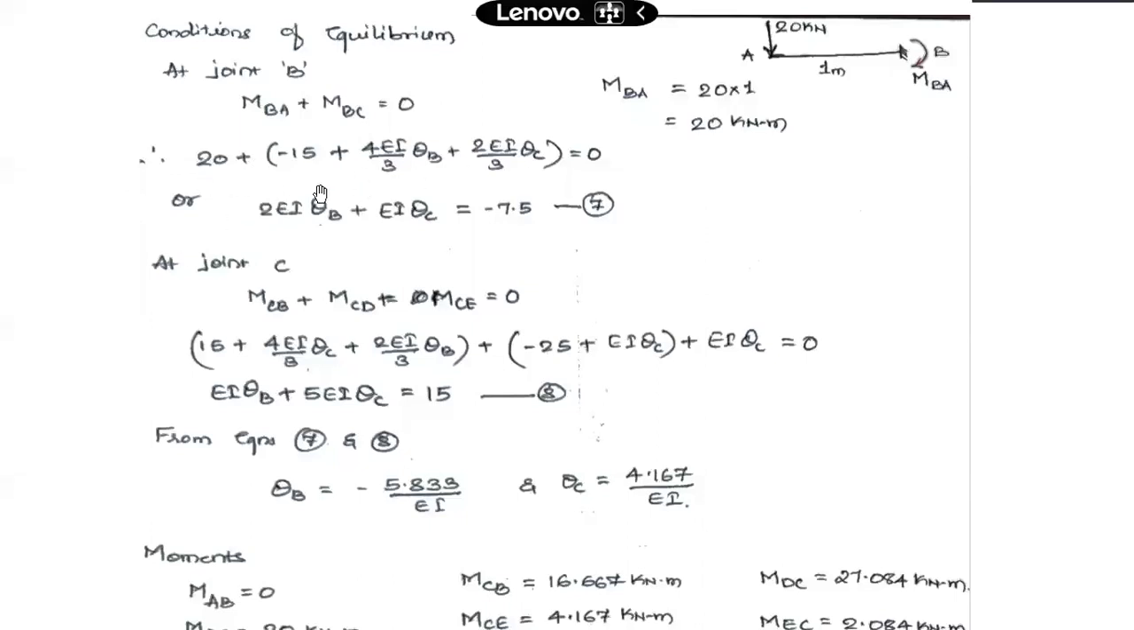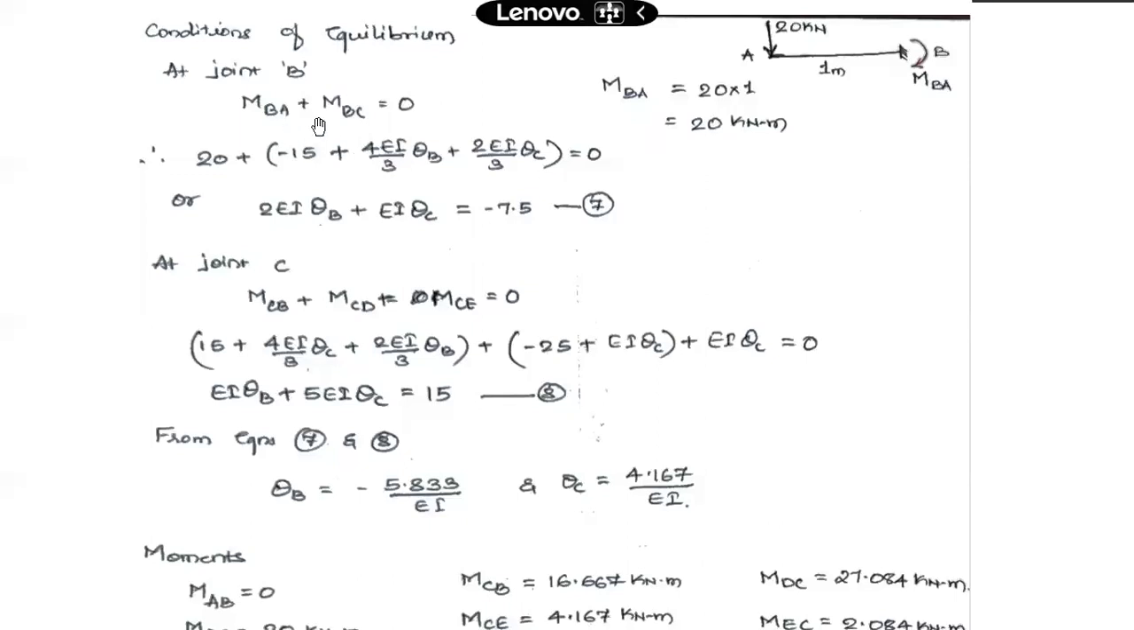So on simplification, rearranging the terms, what it has is actually 20 minus 15, so it will come out to be 5. I've taken the 5 to the other side and multiplied the entire equation by 3. So it will result in this simplified equation number 7: 2EI theta B plus EI theta C is equal to minus 7.5. This is one equation from the condition of equilibrium. We have made use of our slope deflection equation in this condition of equilibrium.